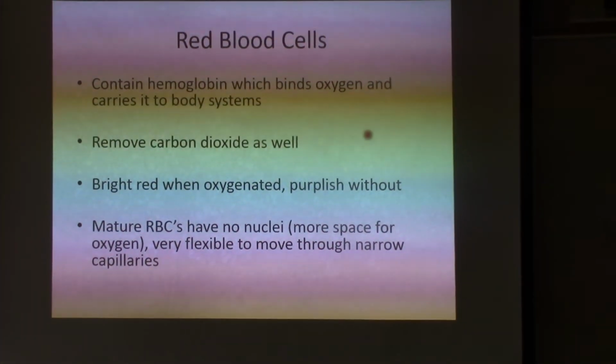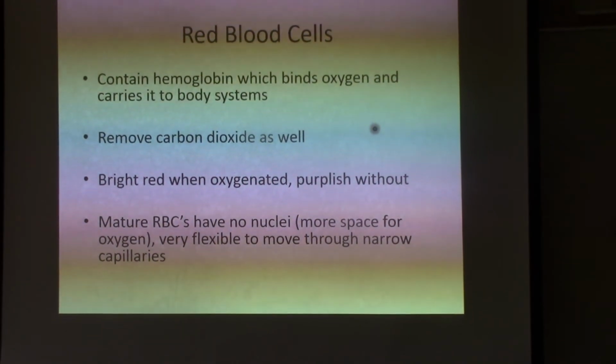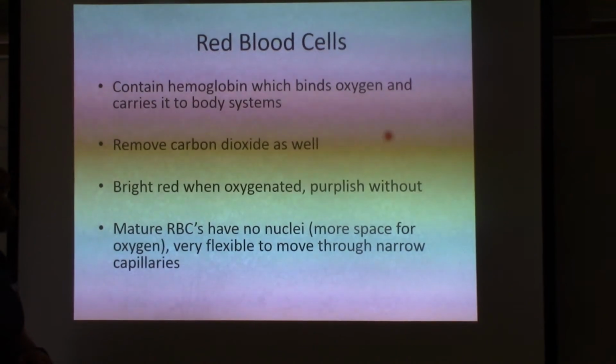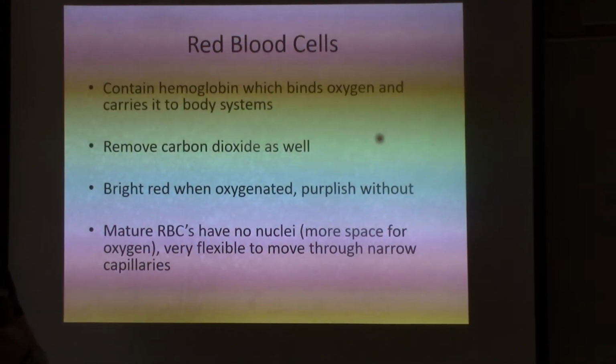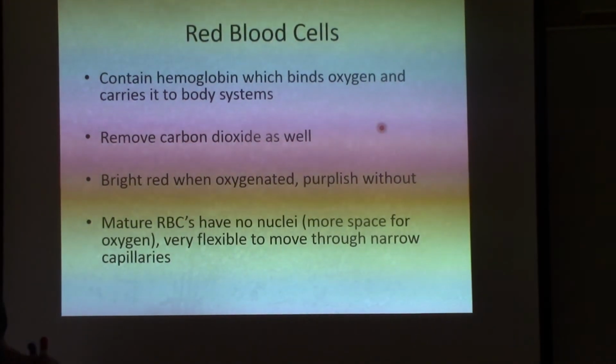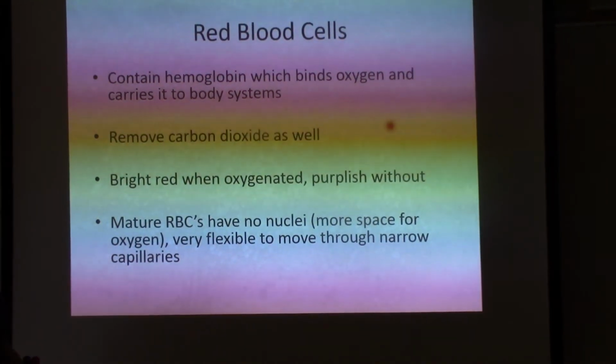So what do red blood cells do? They contain hemoglobin. So it's an iron-based molecule that bonds to oxygen and carries it to body systems. That's why you need iron in your diet. If you don't have iron, that's called anemia. And you can't transfer oxygen to your body efficiently.